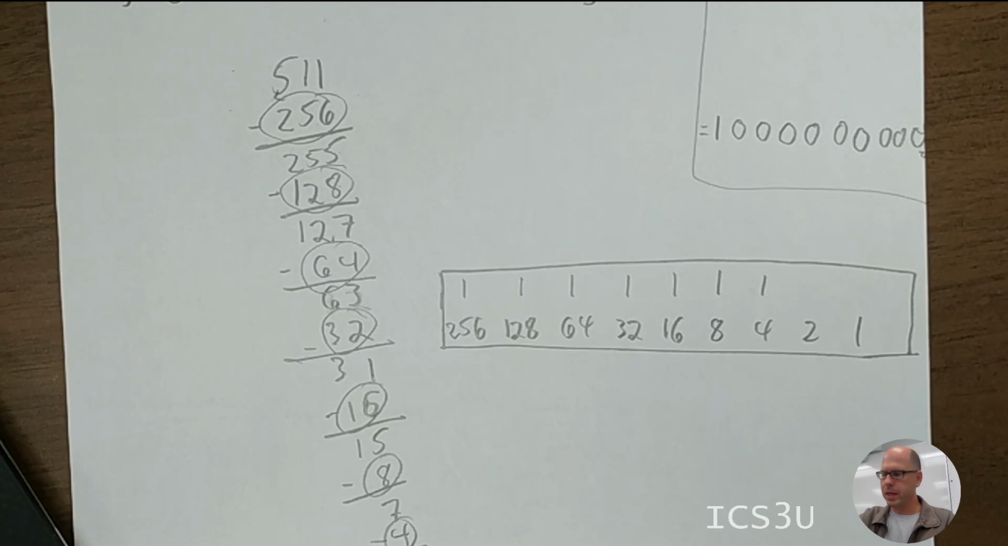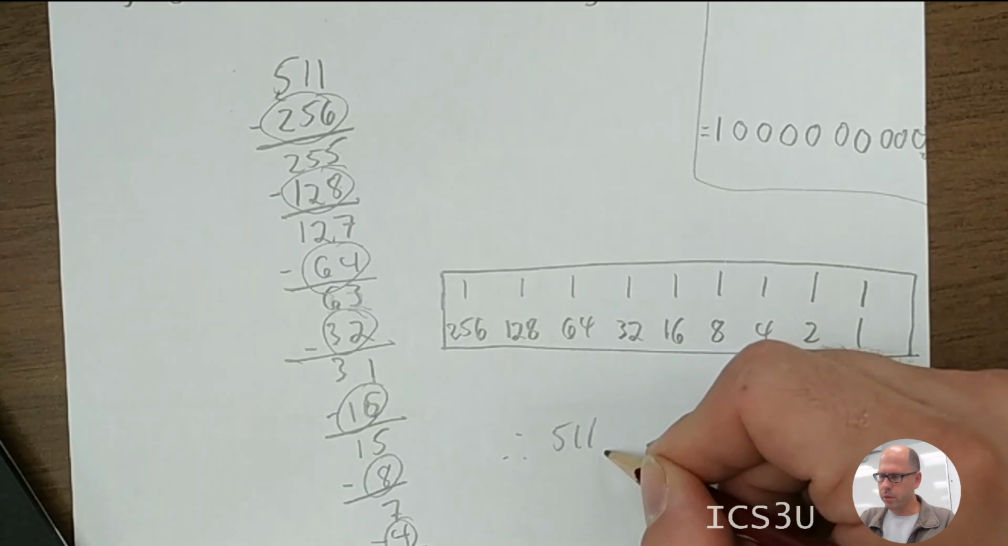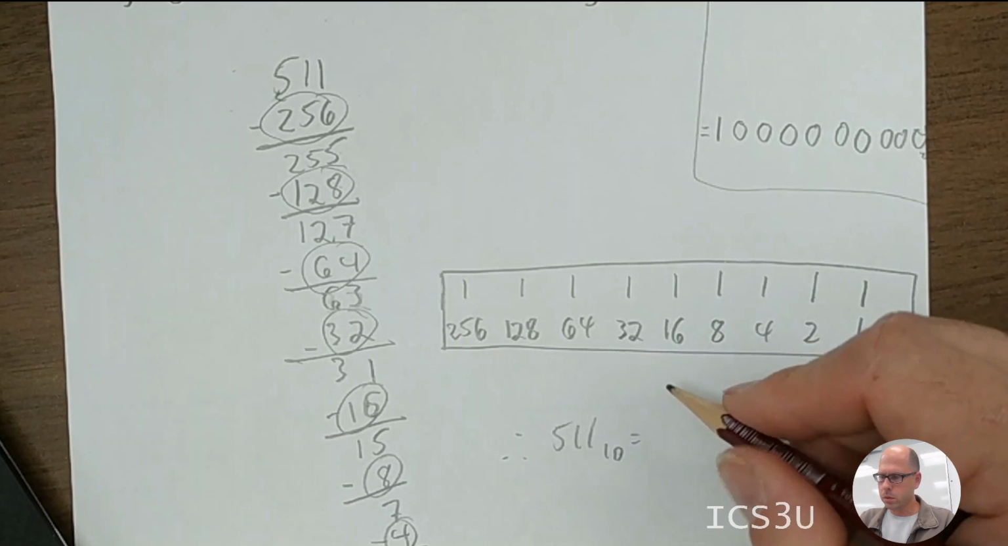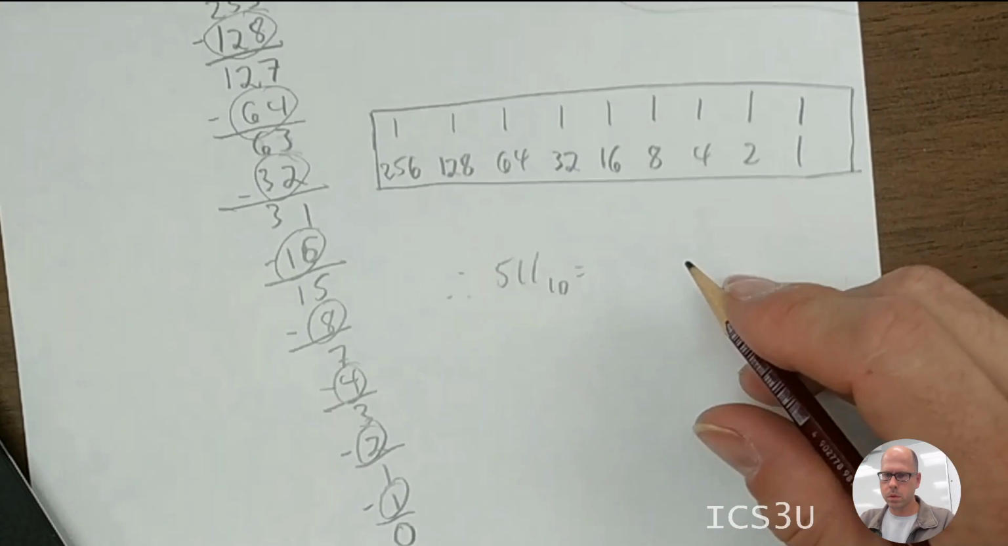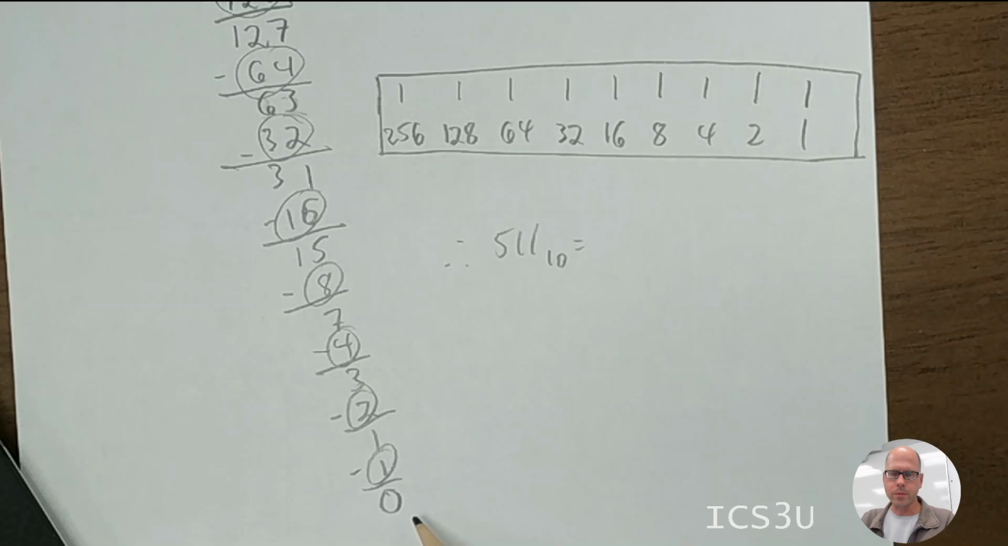We're using all of these placeholders. So that's our number. Therefore, 512 base 10 is equal to, hopefully you can see that. I did, you couldn't see all those at the bottom for a second, but they are all there.